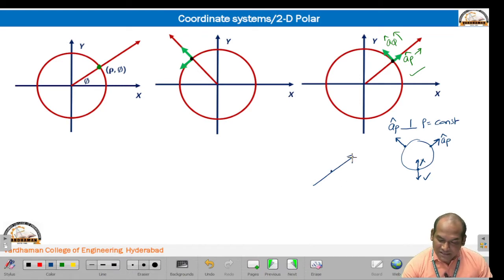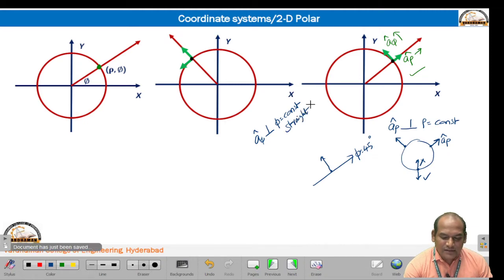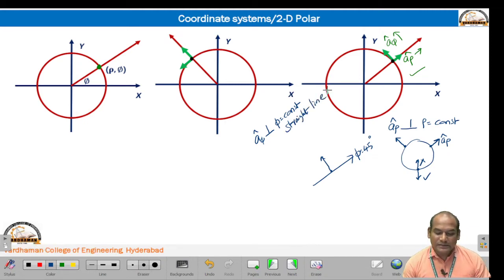Okay. So, coming to this a_phi cap, this is a straight line, the point is here. So, this straight line is representing phi equal to 45 degrees. So, a_phi cap is perpendicular to phi equal to 45, phi equal to constant. Generally what we will tell, a_phi cap is perpendicular to phi equal to constant. Phi equal to constant means a straight line only. For that straight line, this a_phi cap is perpendicular. So, this is the direction of the a_phi cap. So, that we have given like this.